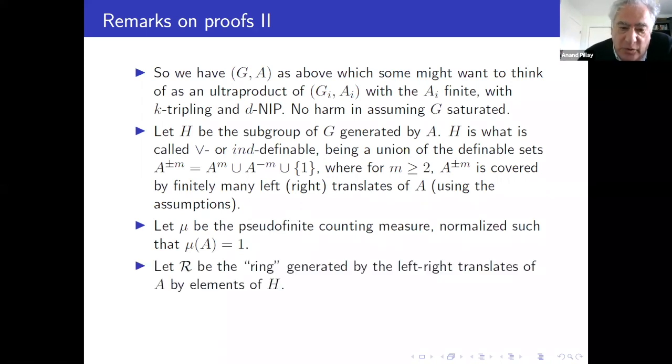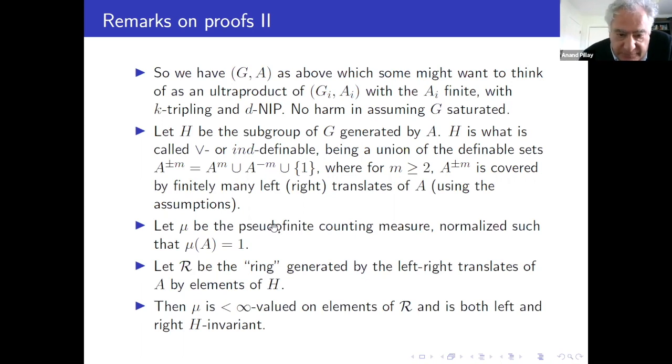Okay. You look at the ring R generated by the left and right translates of A by elements of H. The ring means it's not a Boolean algebra, but you can take complements inside a given member of the ring. So it's a slight generalization of a Boolean algebra, and it's a well-known expression in measure theory. Then this normalized measure turns out to be finite-valued on elements of R, and is both left and right H-invariant.